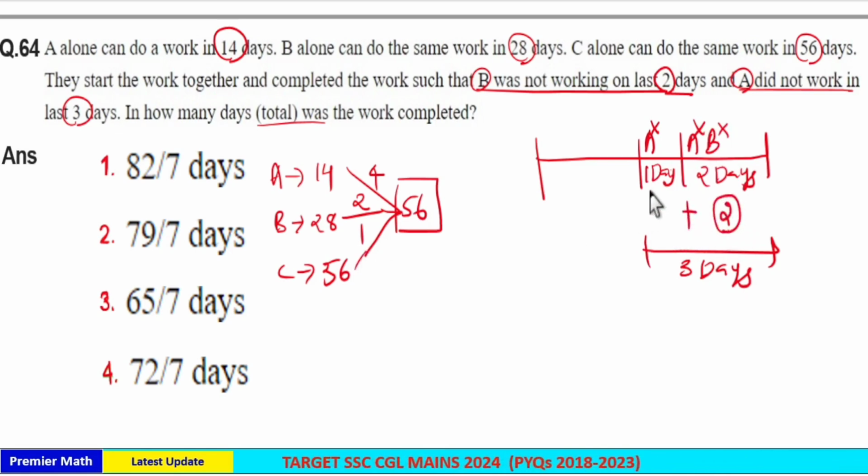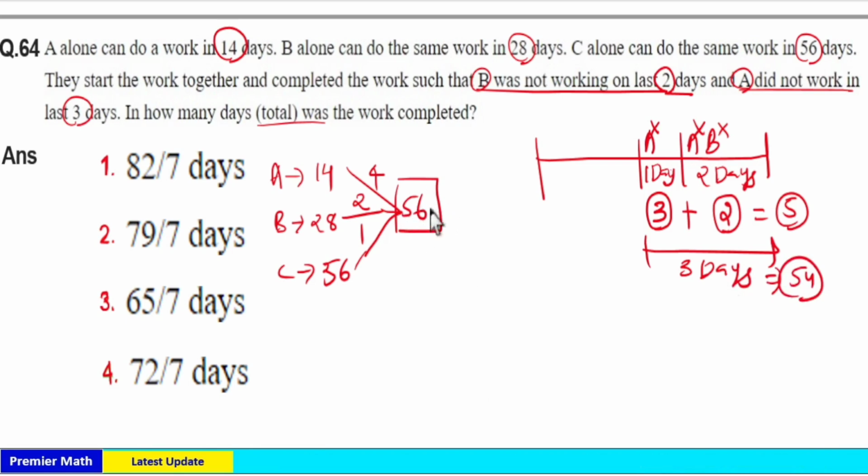And in the third last day B and C worked. So B and C can complete 2 plus 1, 3 units in 1 day. So on the last third day B and C completed 3 units. So total 5 units completed in 3 days. So 56 units is the total work. Out of this 56, 5 units were completed in 3 days by B and C. So 56 minus 5, 51 units is the remaining work.